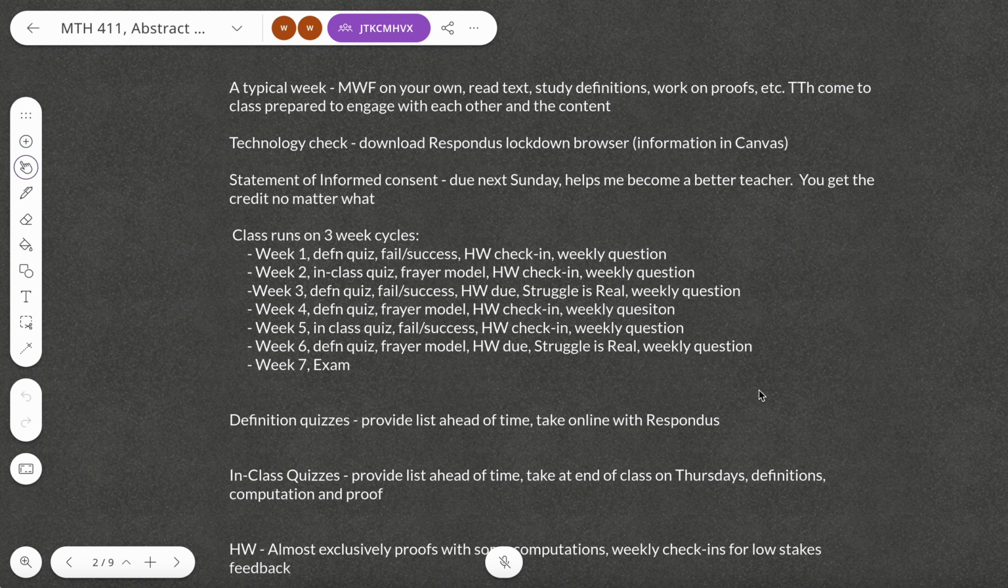Hopefully I'll be able to keep up with the blank notes, but you should plan on bringing those to class, either like a printed version or on an iPad or something like that.